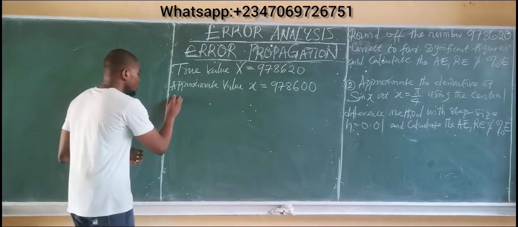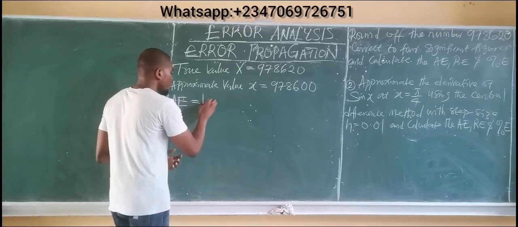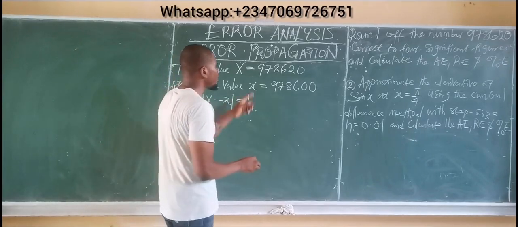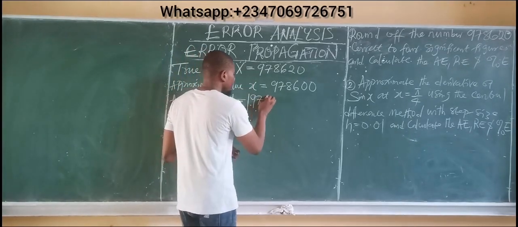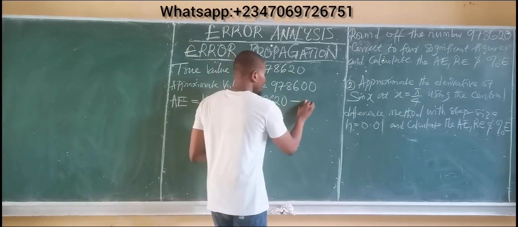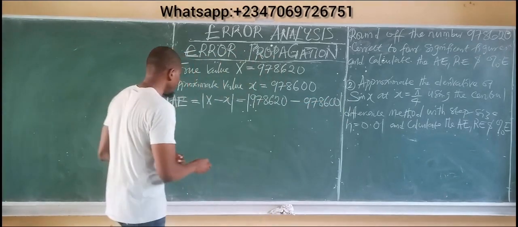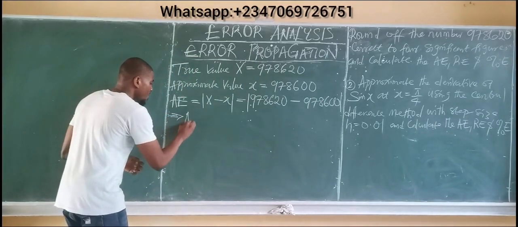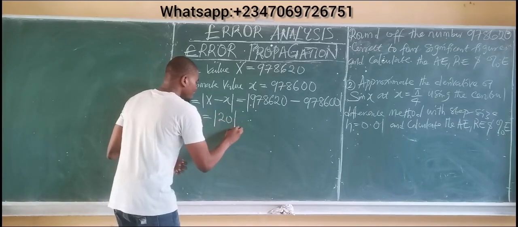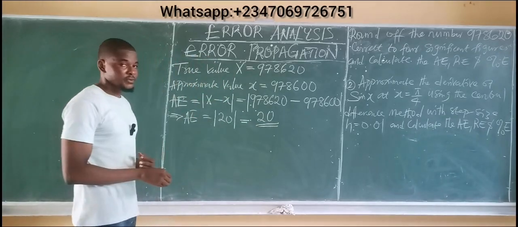Now the absolute error, remember the absolute error AE, we said it is simply what? The modulus of the true value minus the approximate value. So this is equal to modulus. True value is given as this 978620 minus our approximate value gave us this 978600. Now if you do this subtraction, you're going to obtain that your absolute error is going to be equal to the modulus of 20, and modulus of 20 still remains 20. So this remains our absolute error.